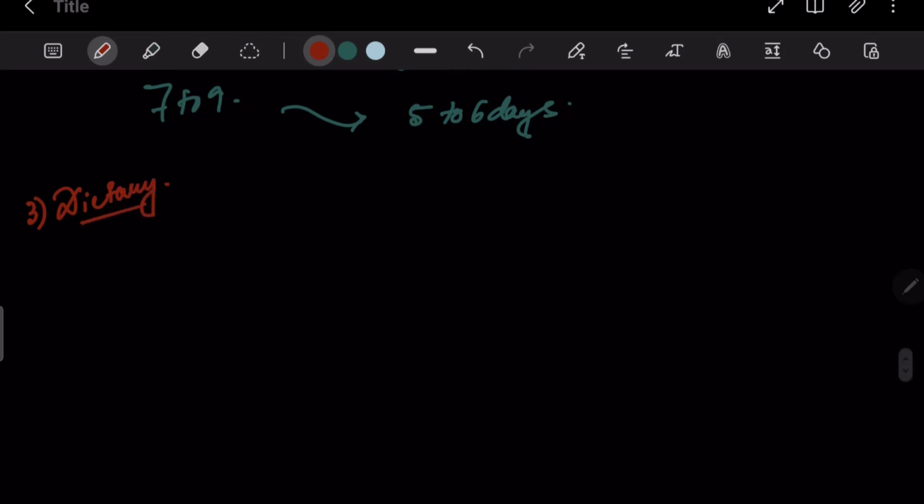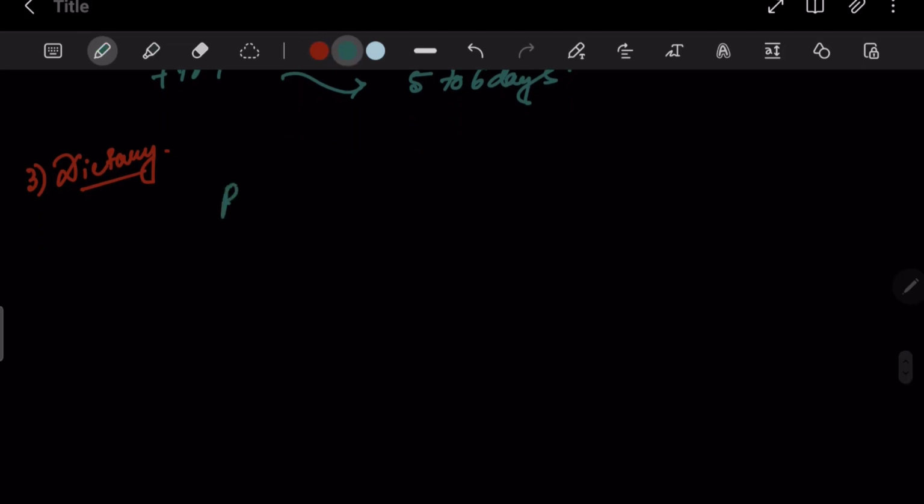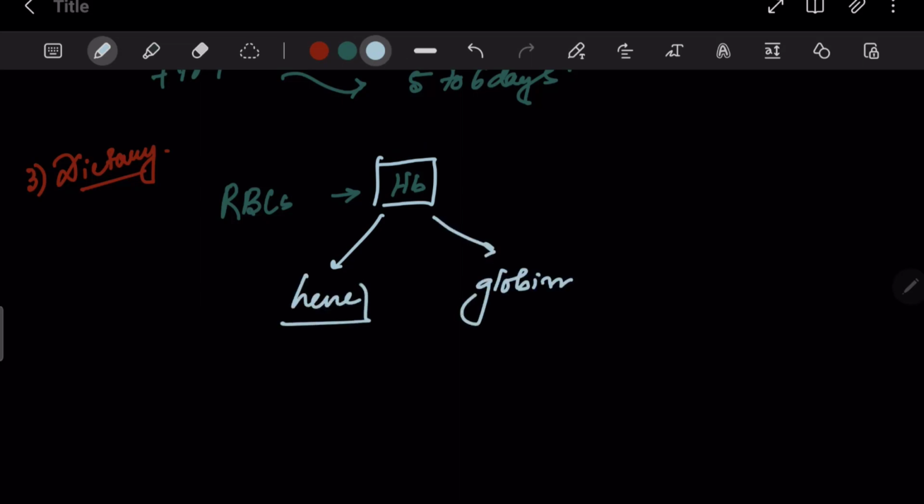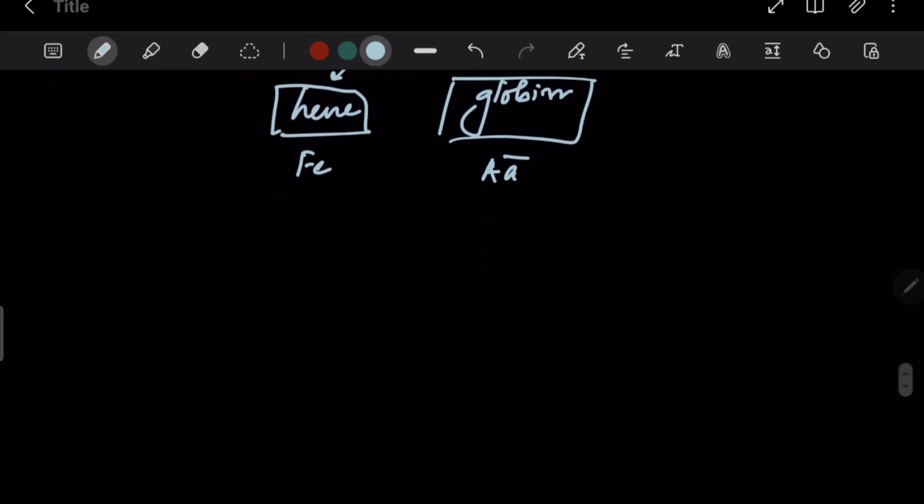Now understand this properly. RBCs contain hemoglobin. Now this hemoglobin is made up of heme and globin. Heme contains iron and globin contains some amino acids. Right. So a diet deficient in iron would result in decreased hemoglobin. A diet deficient in some essential amino acids required for the production of globin would result in the decrease of hemoglobin. So these are some common things.